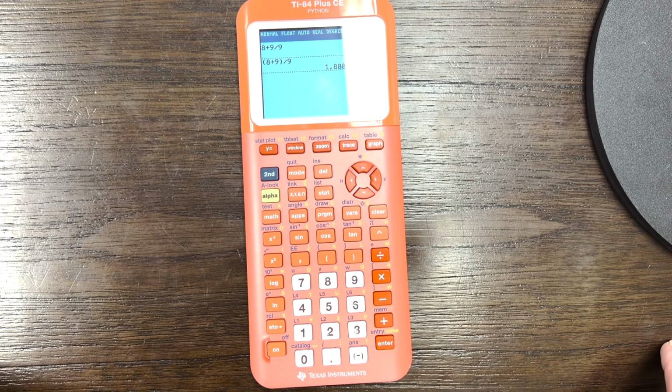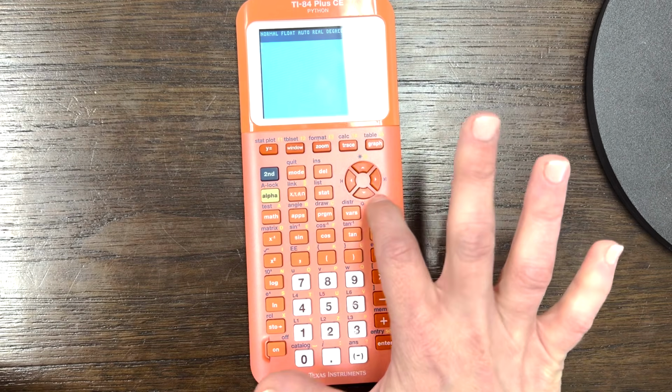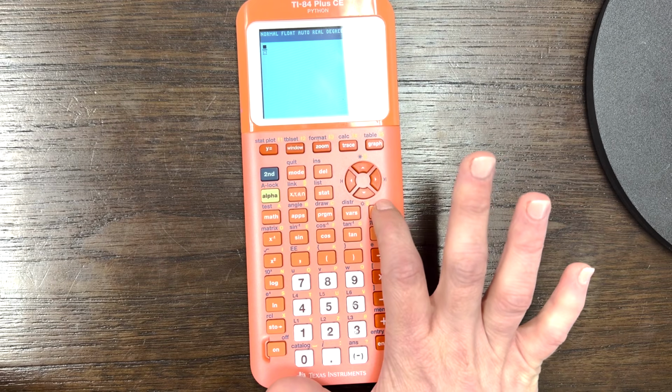A lot of students will waste a bunch of time making sure they either go to the math or go second that, alpha, and then they do all the fraction stuff. But I have found students be so slow with this.